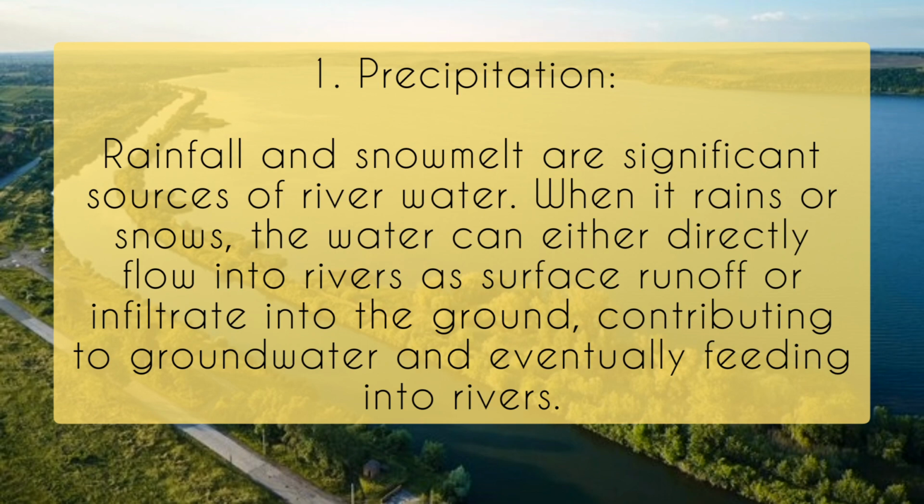Precipitation, rainfall, and snowmelt are significant sources of river water. When it rains or snows, the water can either directly flow into rivers as surface runoff or infiltrate into the ground, contributing to groundwater and eventually feeding into rivers.